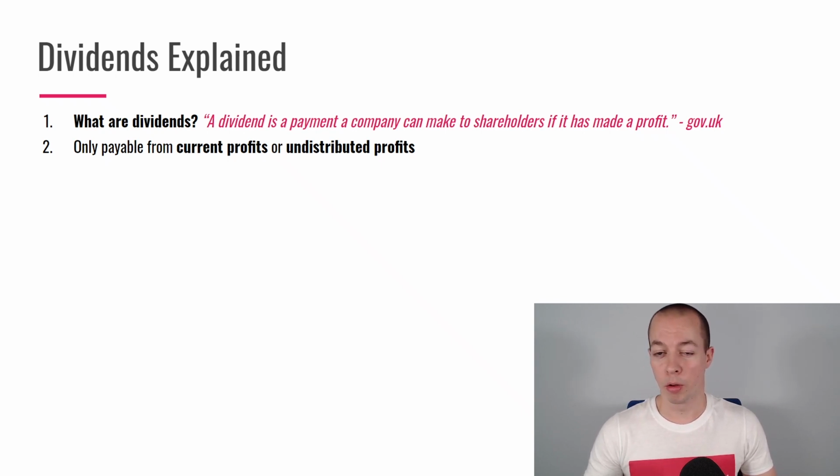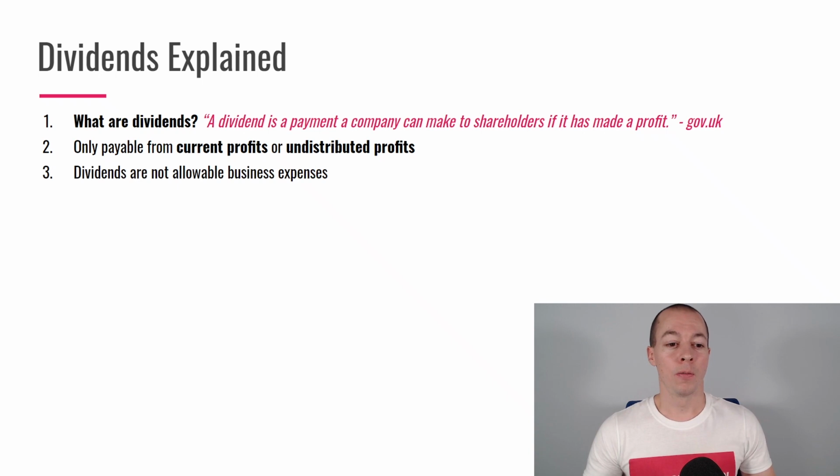Now, if there wasn't enough profit, but in previous tax years, I had made a lot more profit that I hadn't pulled out of the business. So for example, maybe last year, if I made £30,000 profit and had only drawn down £20,000, that means I'd have £10,000 of undistributed profits left in the business. So you can pull dividends from either current profits from the current tax year or from undistributed profits from previous tax years.